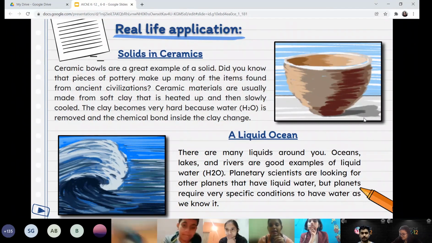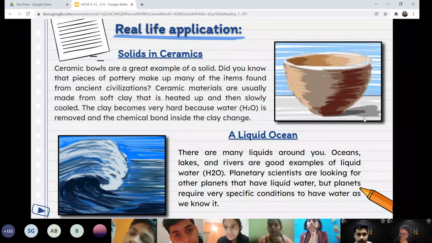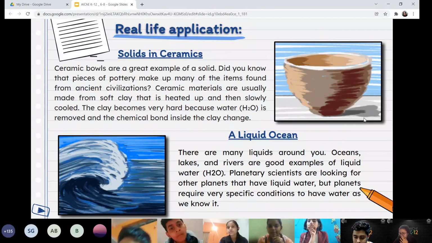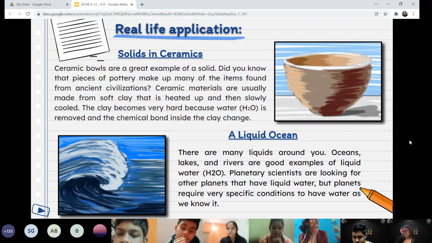Then the next step is measuring the water. Here water is the measured liquid. The oceans, lakes, and rivers are good examples of liquids. Planetary scientists are looking for other planets that have liquid water, because water is needed to sustain life on any planet. But planets require very specific conditions in terms of pressure and temperature to have water or to contain moisture as we know it. Next slide, please.